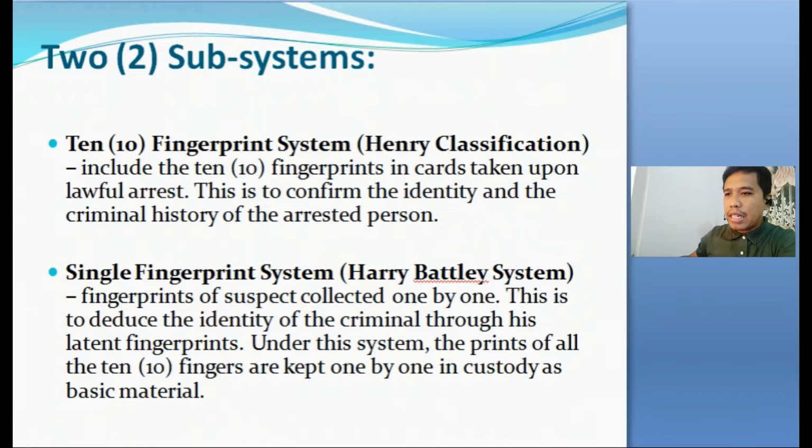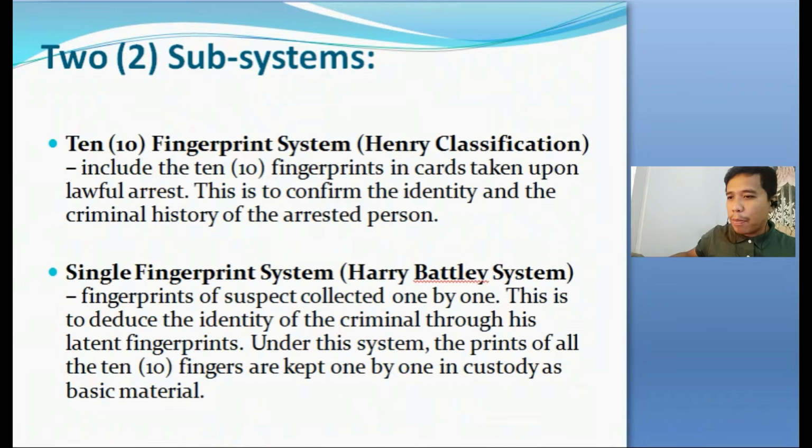Now, ang Henry classification system includes 10 fingerprints in card taken upon lawful arrest. Now, take note, under the police operational procedure, once the person is arrested, okay, one of the steps that he has to undertake is the fingerprinting. Now, the purpose of this is to confirm the identity and the criminal history of the arrested person.